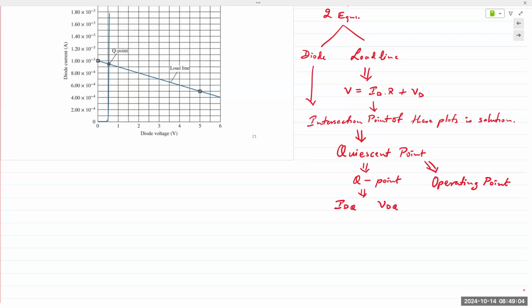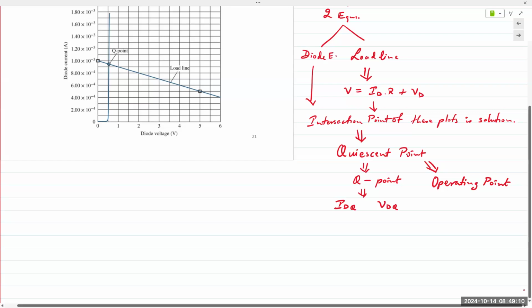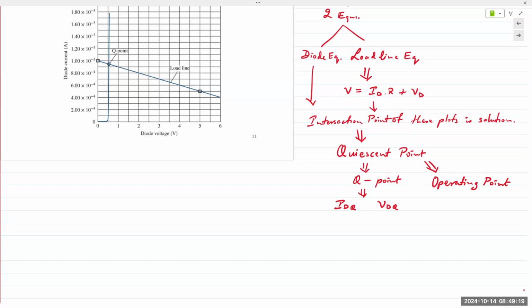Yes, the diode equation, and you can write the circuit as the load line equation. So you have two equations: one is the diode equation, the other is the load line equation. We plot them, and the intersection point is our Q point.